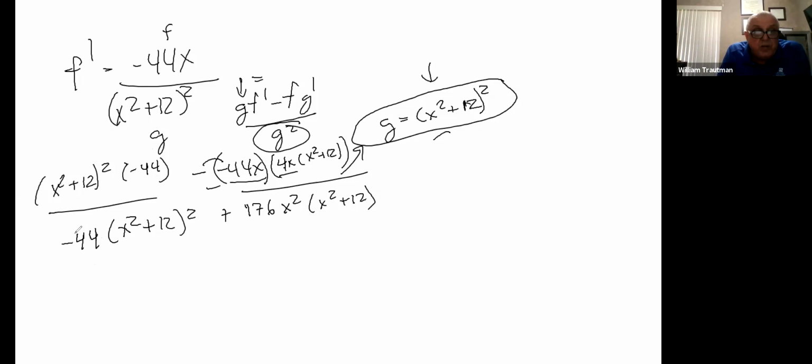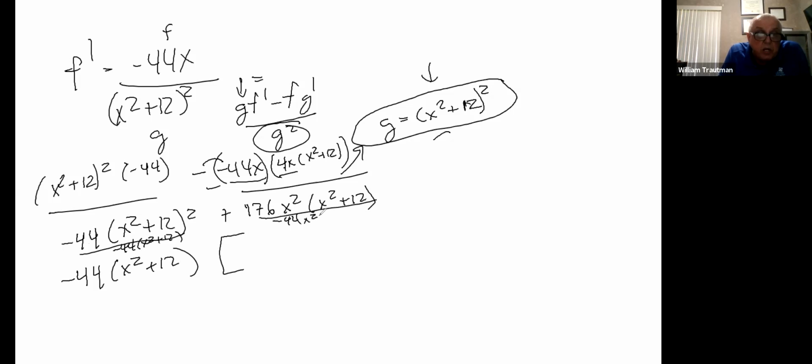Normally, when you have a negative number in front of something, I'm going to factor out a negative 44. Not only am I going to factor out a negative 44, I'm factoring out a negative 44 and an x squared plus 12. So I'm going to divide this by negative 44 times x squared plus 12, and I'm going to divide this by negative 44 times x squared plus 12, so that I'm going to divide both of those by that amount. Watch what happens.